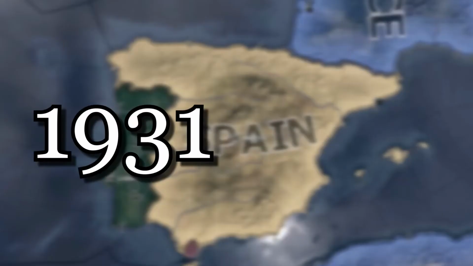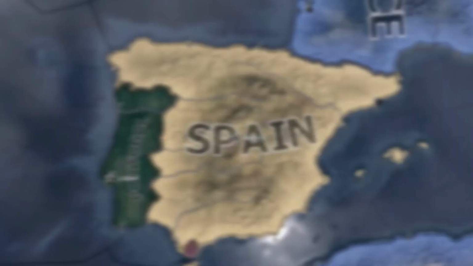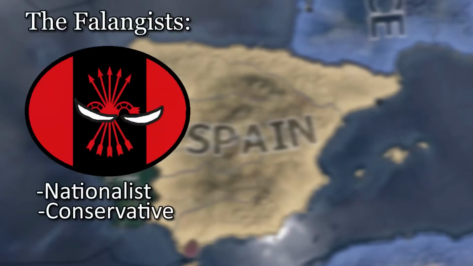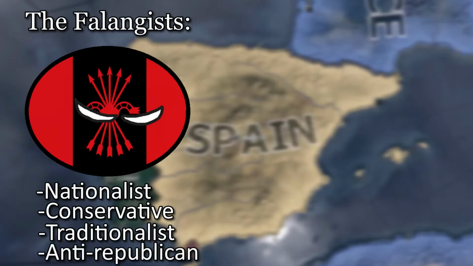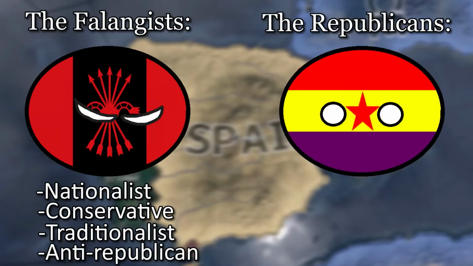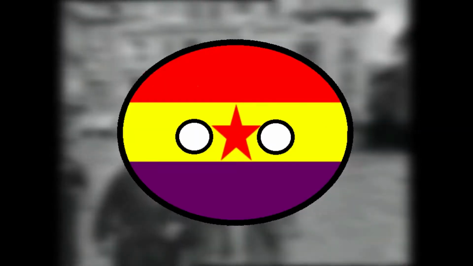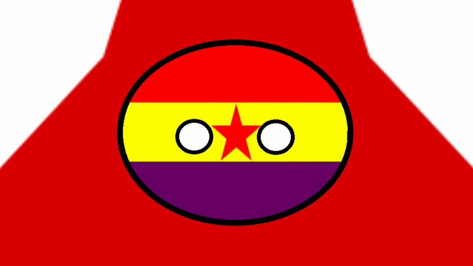From 1931 to 1936, two major factions began to appear out of the Spanish Republic. There were the Phalangists, which were right-wing, highly conservative and religious, and wanted to put an end to the Republic. The other faction was the Republicans, which was more left-wing and became more socialist throughout the years. Their faction was united by a party known as the Popular Front.